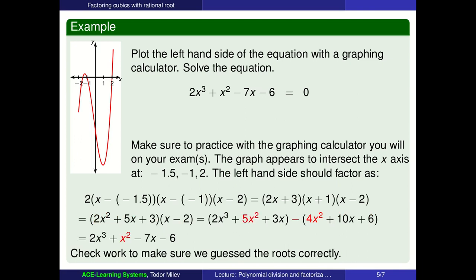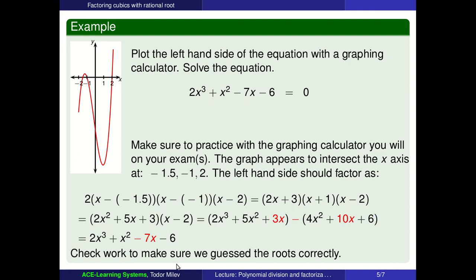Next, I'm ready to combine. I copy 2x cubed here. Next, 5x squared minus 4x squared equals x squared. 3x minus, please pay attention, there is a minus in here, so 3x minus 10x is negative 7x. And finally, I have minus 6. Please do not forget the minus. Okay.